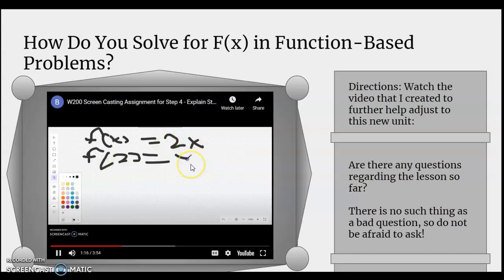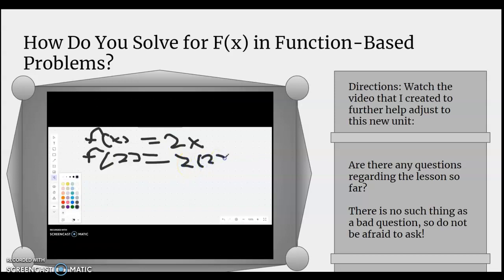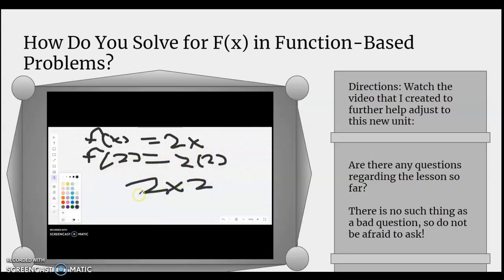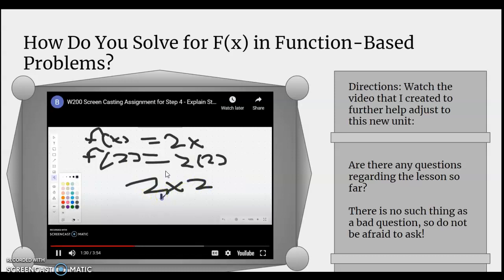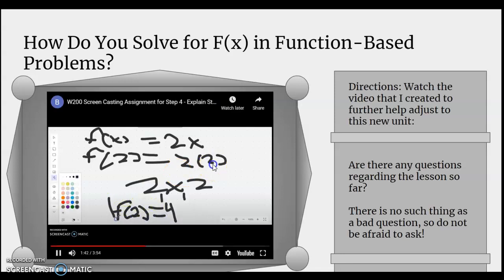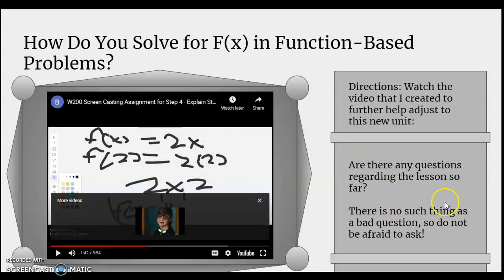So if we plug in 2 here, the problem simply turns into this kind of notation, which basically just comes down to being 2 times 2. And last time I checked, you guys are pretty smart. I'm pretty sure you can figure out that 2 times 2 equals 4. So the conclusion to this problem, or I guess the answer, would technically be f of 2 equals 4. And it's just basic concepts like that.